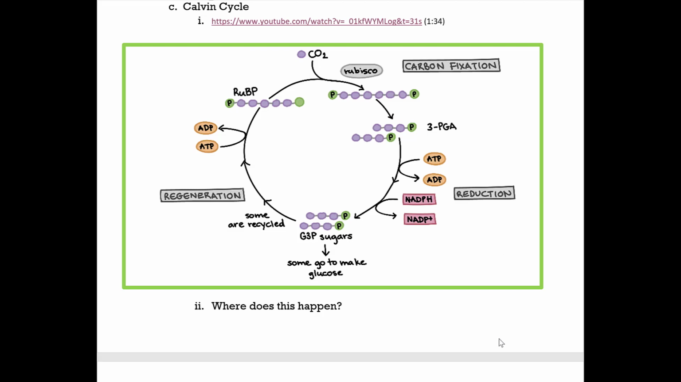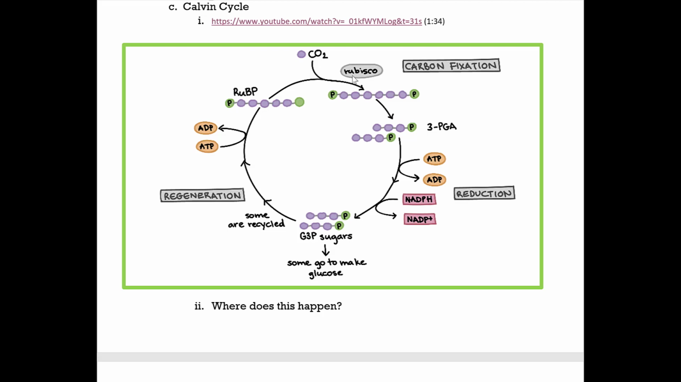So the Calvin cycle takes place in the stroma of the chloroplast, and it occurs in these 3 stages of carbon fixation, reduction, and regeneration. And as you saw in the video, carbon fixation, you do need to know the enzyme that is the catalyst for this reaction. It's called Rubisco. It is the most abundant enzyme on the planet, so it's very, very important.